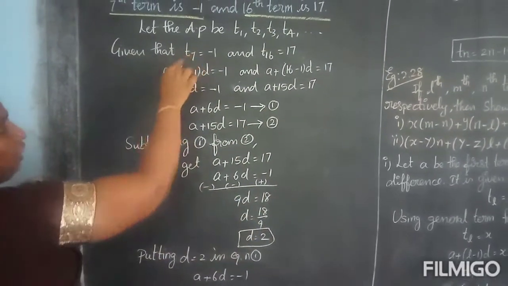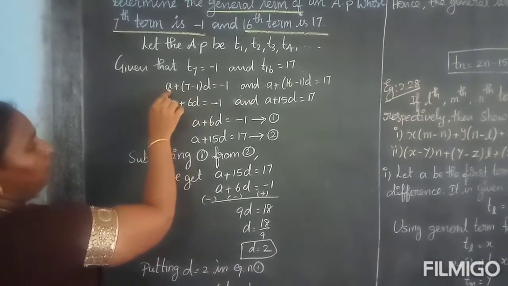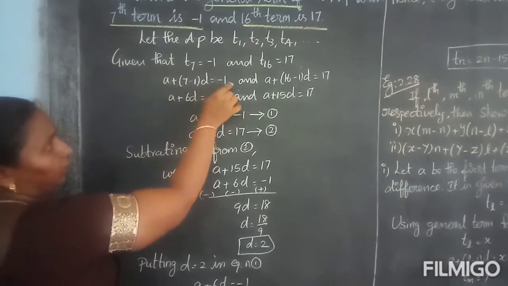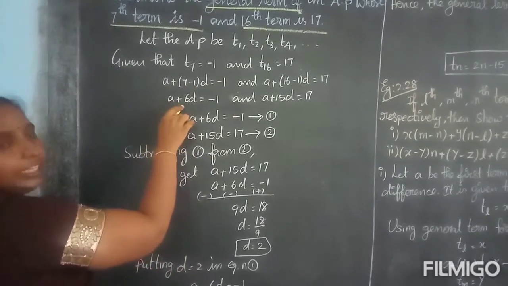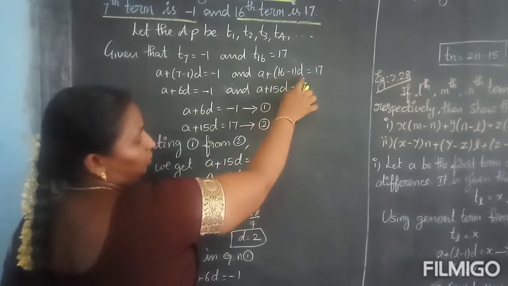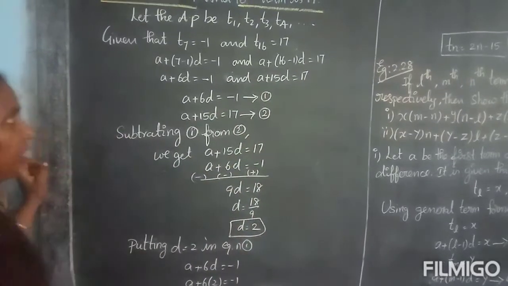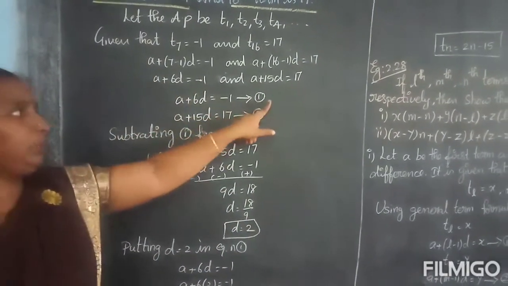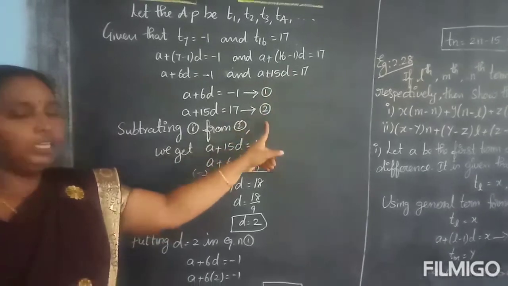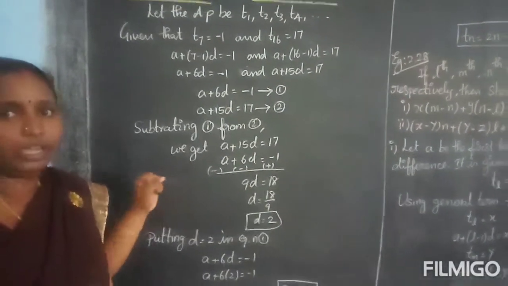For T7 we can use the nth term formula, A plus n minus 1 into D. If you use A plus 7 minus 1 into D equal to -1, you will get A plus 6D equal to -1. Here, A plus 16 minus 1 into D equal to 17, so A plus 15D equal to 17. Take this one as equation number 1 and this as equation number 2. We are going to simplify, then only we can find the A value and D value.